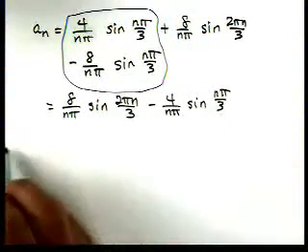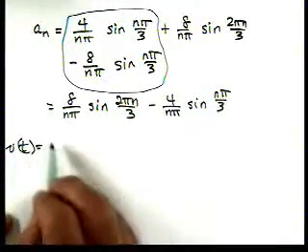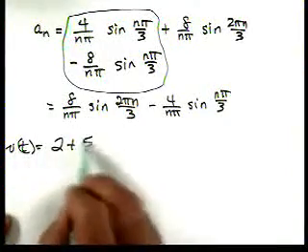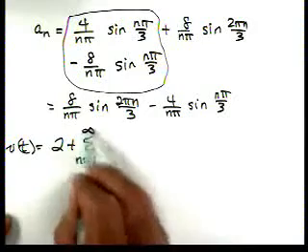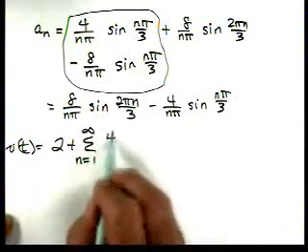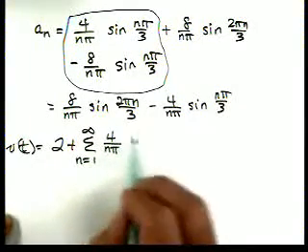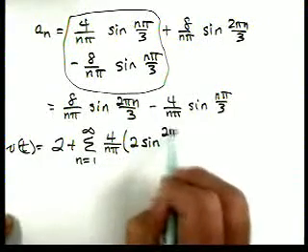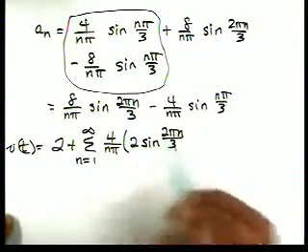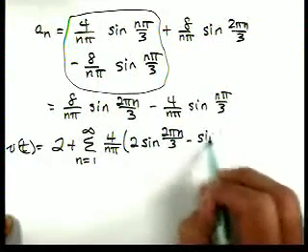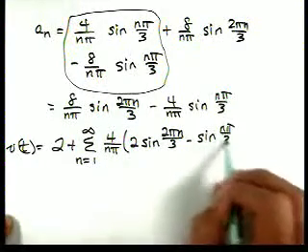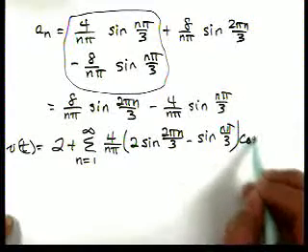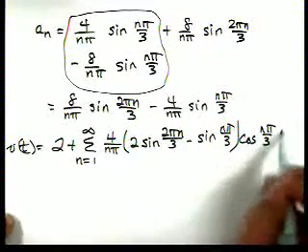So v(t) becomes 2 plus the sum from n equals 1 to infinity of 4 over n pi times (2 times the sine of 2 pi n over 3 minus the sine of n pi over 3) cosine n pi over 3 t.